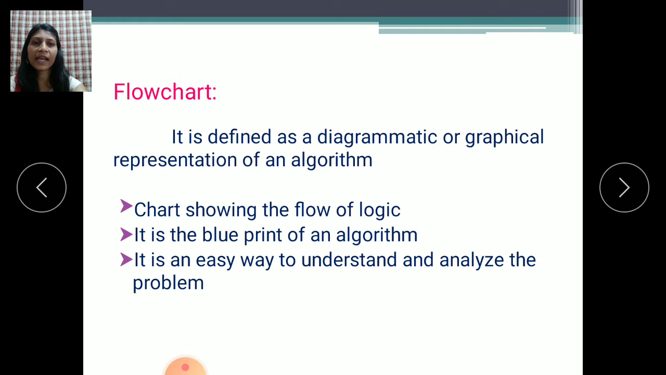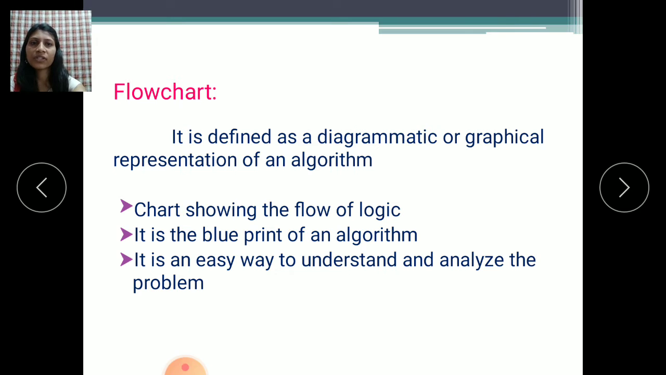It is an easy way to understand and analyze the problem. So it is very easy to understand the problem using this flowchart. Means the user easily knows the flowchart logic. Means whatever conditions, whatever formulas we have used, how it will work step by step. It is very easy for understanding purposes.